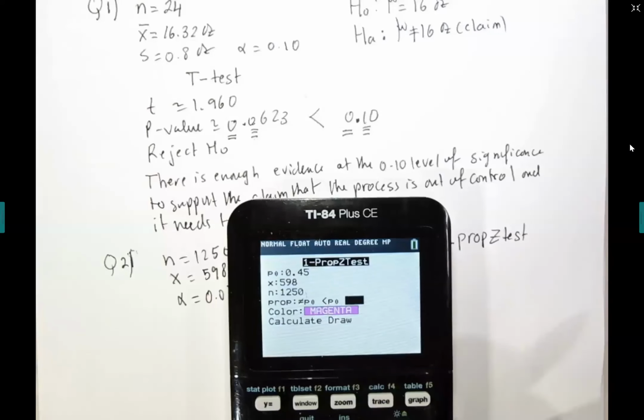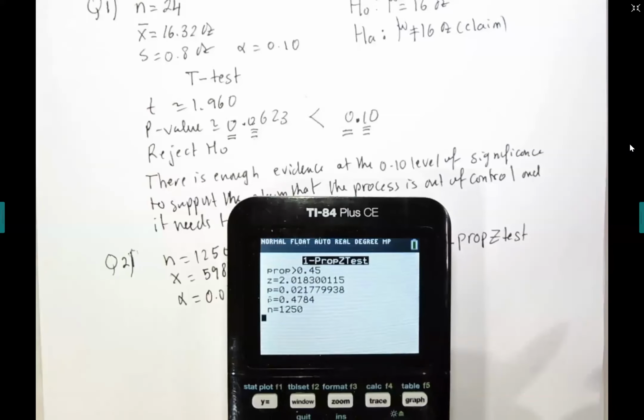And watch, guys, calculate. You can do a draw as well. So Z, 2 decimal places. Write it down before I write it down. So it's going to be 2.02. And the P value is 0.0218 for 4 decimal places.